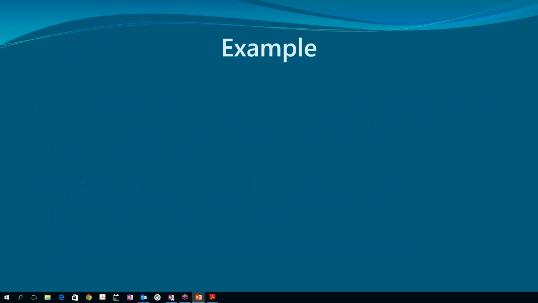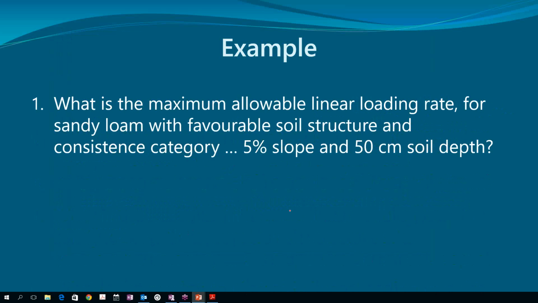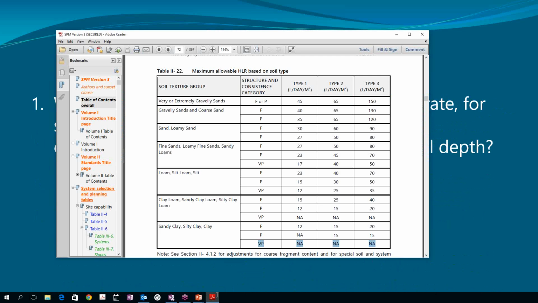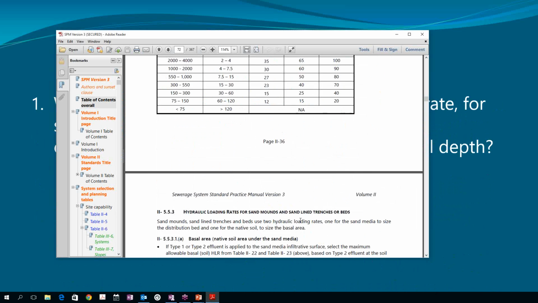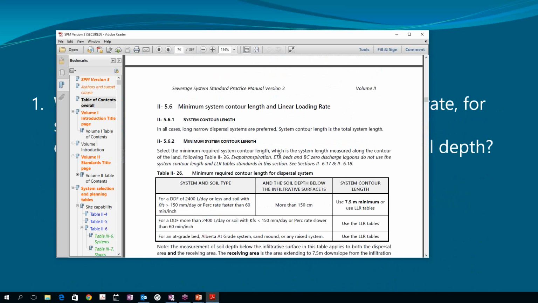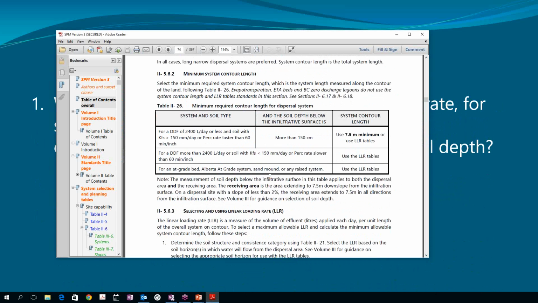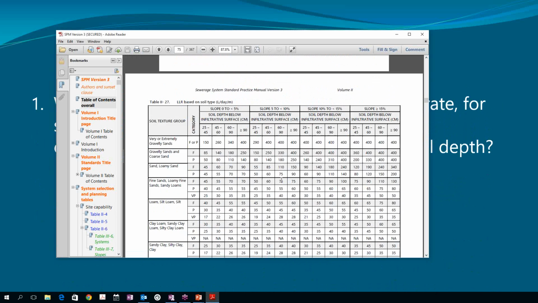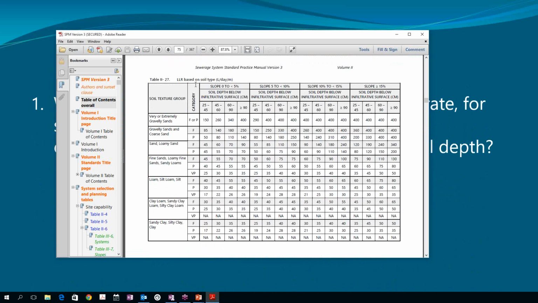Another example, now we're into linear loading rates. So slightly different information because we need the soil texture, sandy loam. We need the structure and consistence category, which the question tells us is favorable, and we need slope and soil depth. So LLR was section 5.6. There we go. And the table that we're looking for, at least to get us started, is this one.